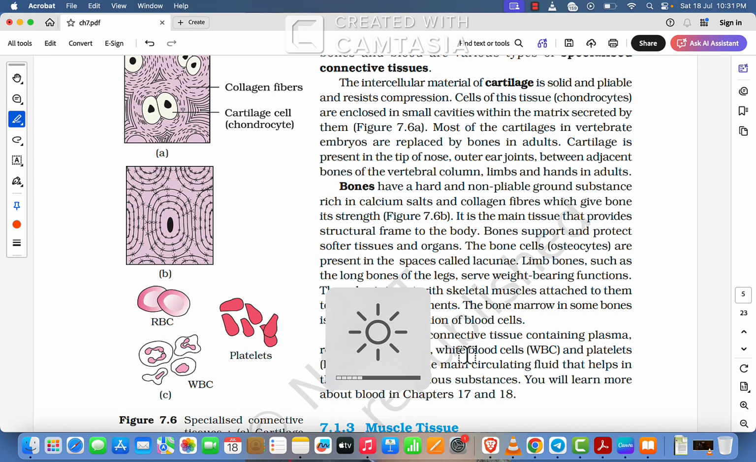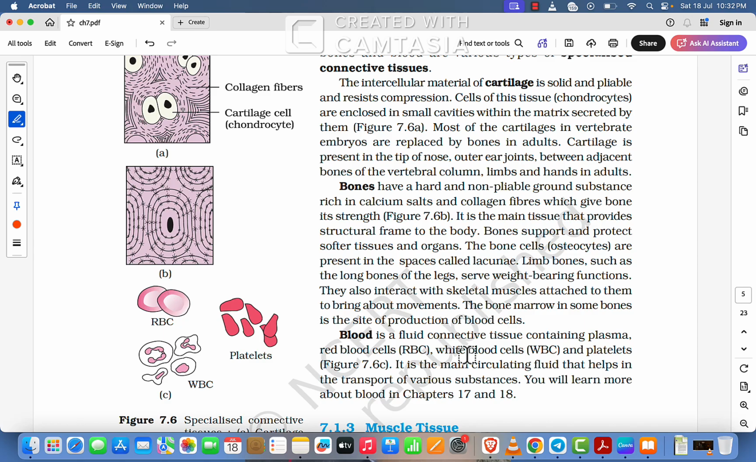The intercellular material of cartilage is solid and pliable and resists compression. Cells of this tissue, chondrocytes, are enclosed in small cavities within the matrix secreted by them. Most of the cartilages in vertebrate embryos are replaced by bones in adults. Cartilage is present in the tip of nose, outer ear joints, between adjacent bones of the vertebral column, limbs, and hands in adults. Bones have a hard and non-pliable ground substance rich in calcium salts and collagen fibers, which give bone its strength.